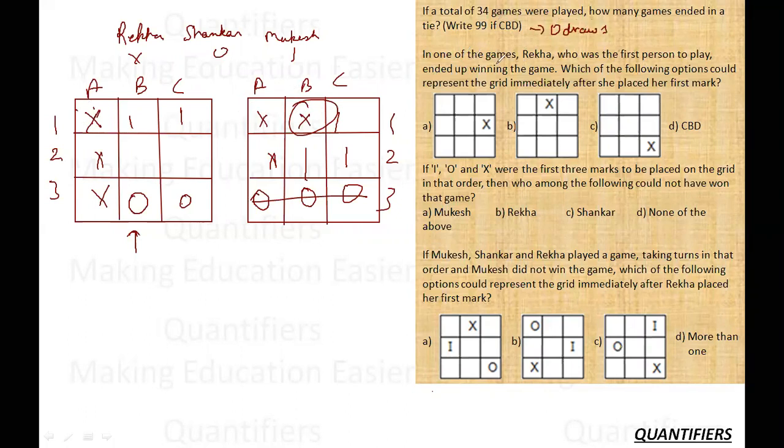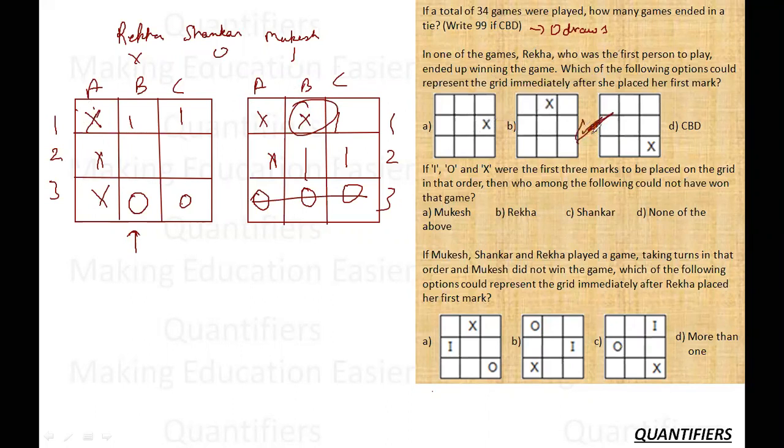Second, if in one of the games, Rekha, who was the first person to play, ended up winning the game. So if Rekha ended up winning the game, she must have put it on some corner. Then which of the following could represent the grid immediately after she plays her first mark? So immediately after she plays her first mark, this can be the figure because she has to play in the corner. She cannot win here, she cannot win here.